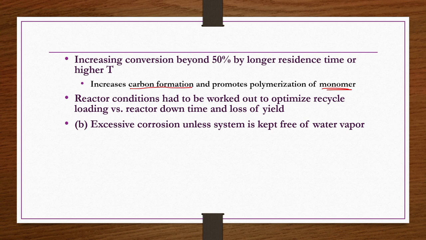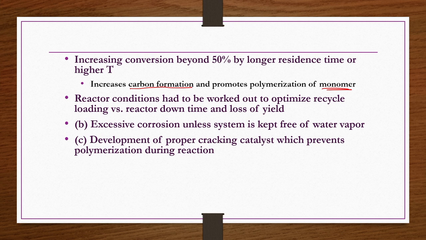Second engineering problem is excessive corrosion, an important thing. Unless the system is kept free of water vapor, corrosion occurs. That is the reason drying of the reactants etcetera has been done, and water is not used for quenching; rather EDC is used. Another advantage of using EDC as quench is that it will stop the back reaction.